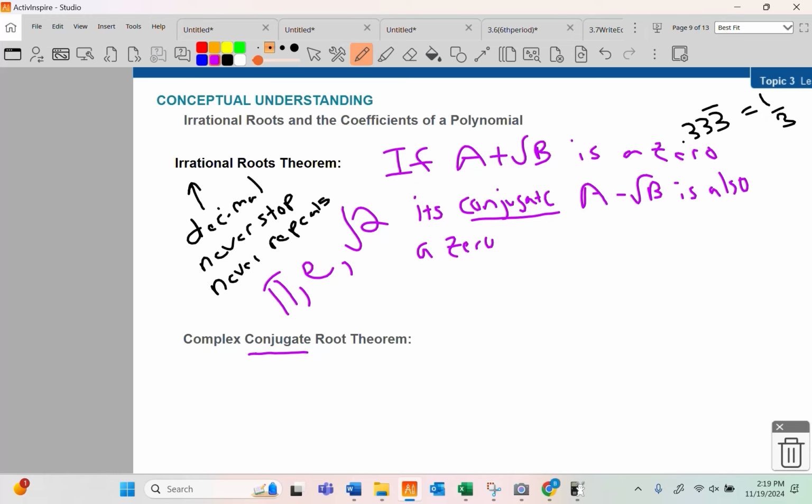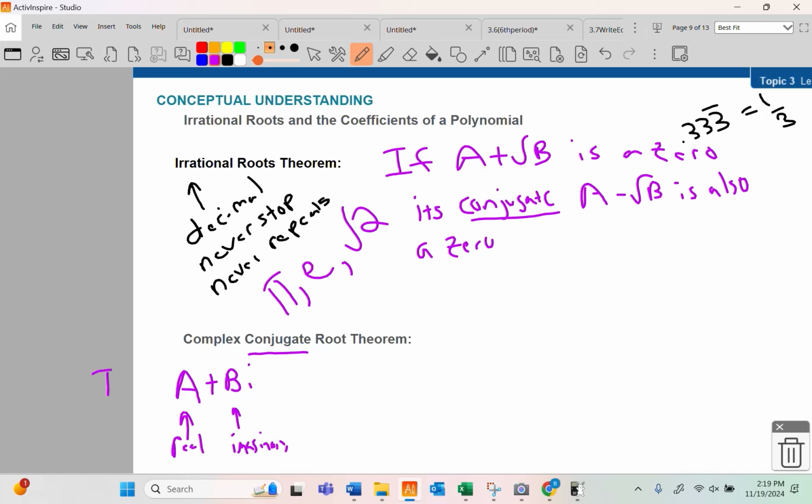All right, down beneath that, complex. What's a complex number? It's imaginary. It's actually a plus bi. You have a real part plus an imaginary part. Two parts, real plus imaginary. Sometimes the real part is 0. You might have 0 plus a negative 4i. You just wouldn't write the 0.